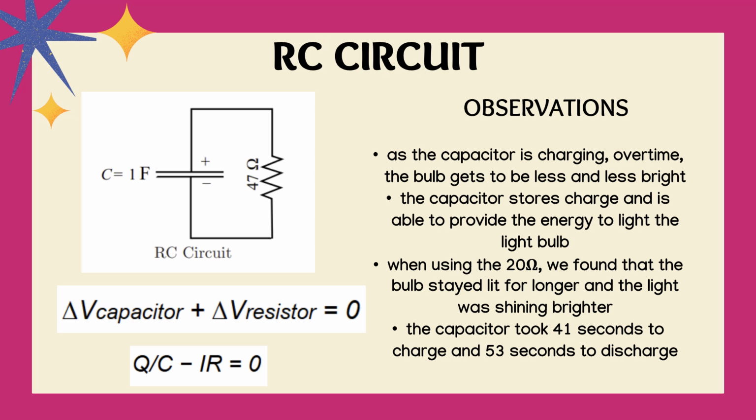And then the capacitor stores charge and is able to provide energy to the light bulb. And when we used the 20 ohm resistor, we found that the bulb stayed lit for longer and the light was shining brighter. And lastly, the capacitor took 41 seconds to charge and 53 seconds to discharge.